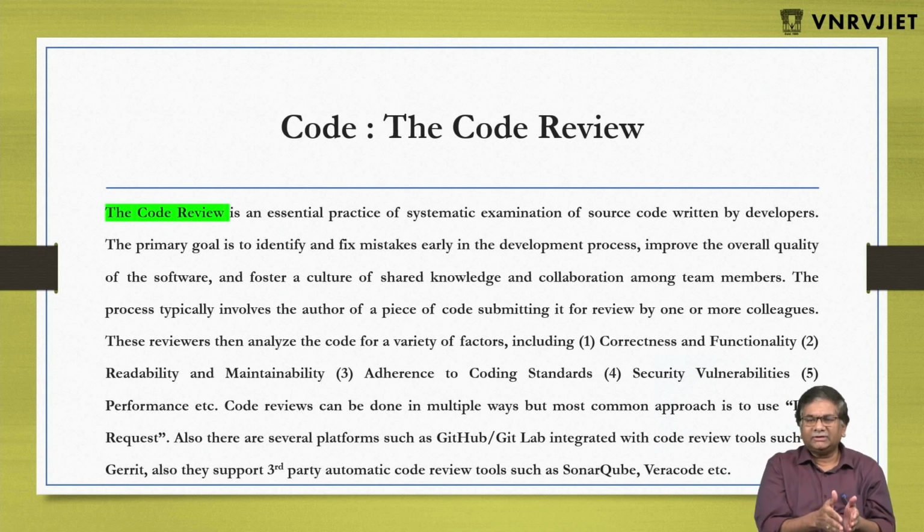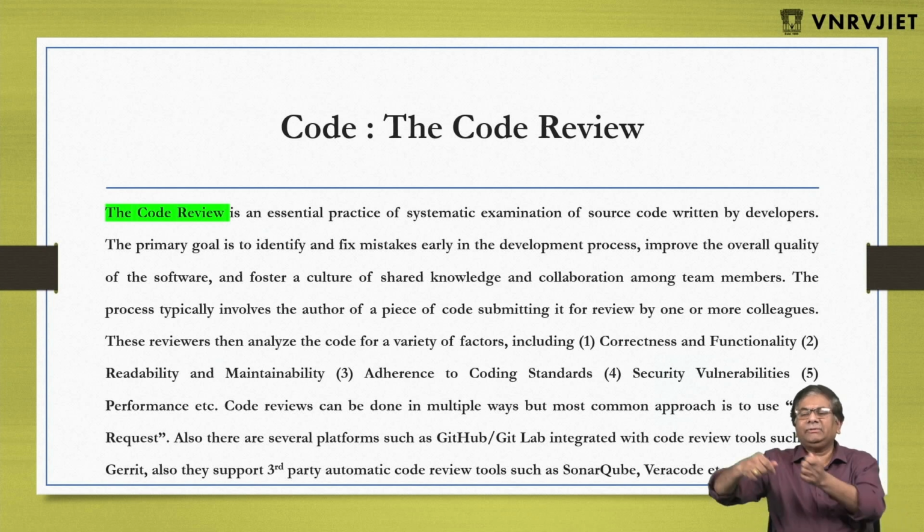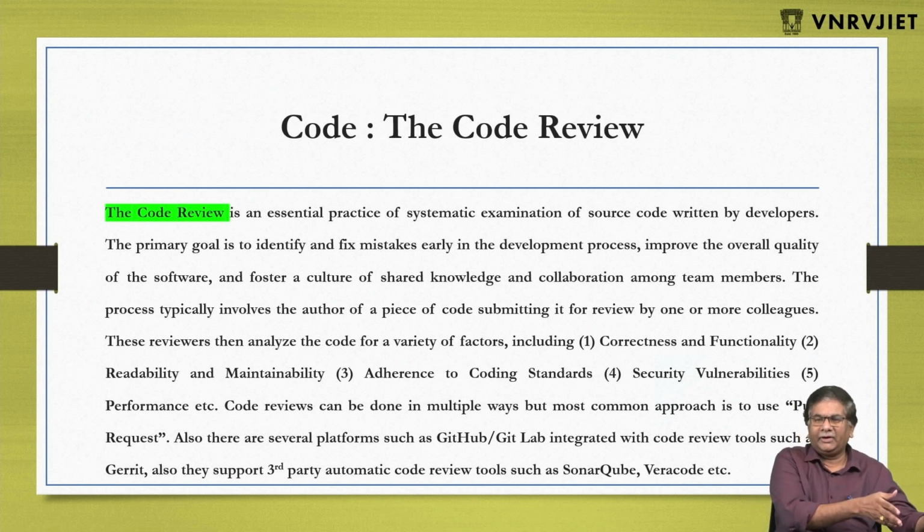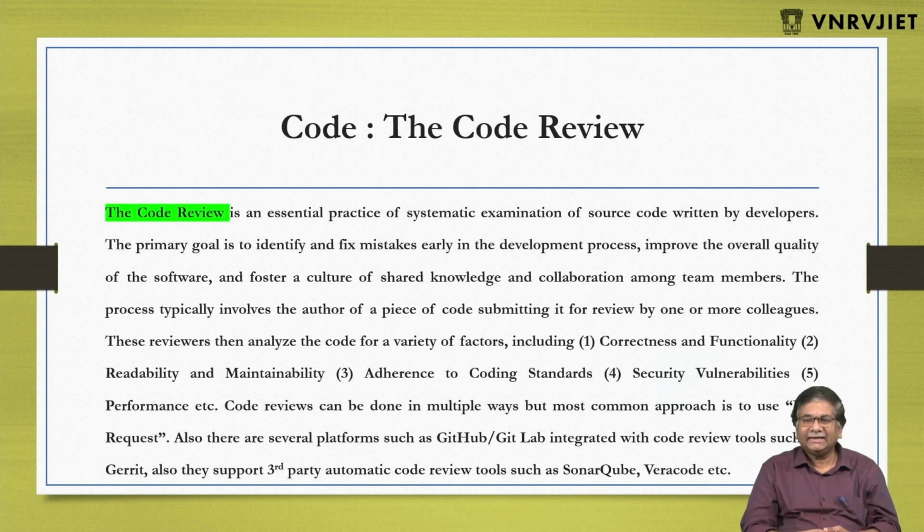There needs to be a process called code review. Code review is the essential practice of systematic examination of source code written by developers. So somebody has to evaluate the code written by the developer. Let's say I'm a developer, I have written code. It has to be evaluated by somebody else. Most of the time, even till now, the evaluation is done by another fellow developer or a peer. The primary goal is to identify and fix mistakes early in the development process, improve the overall quality of the software, and foster a culture of sharing knowledge and collaboration among team members.